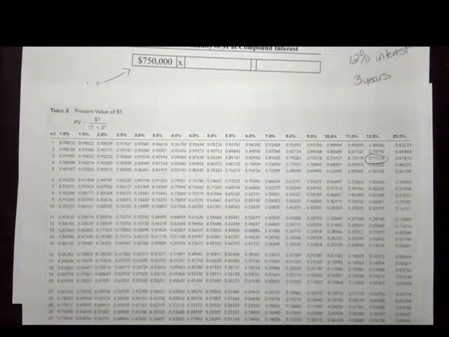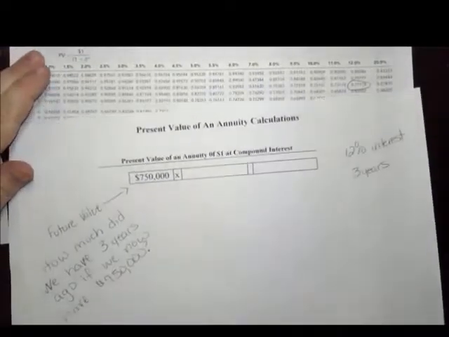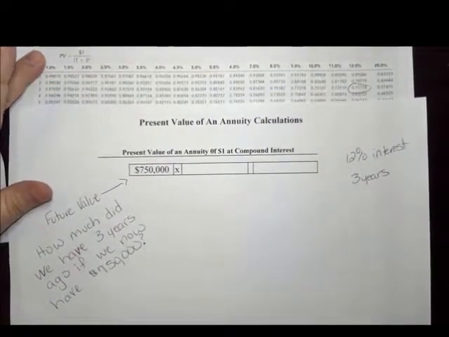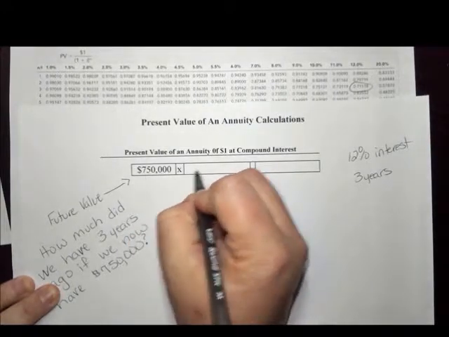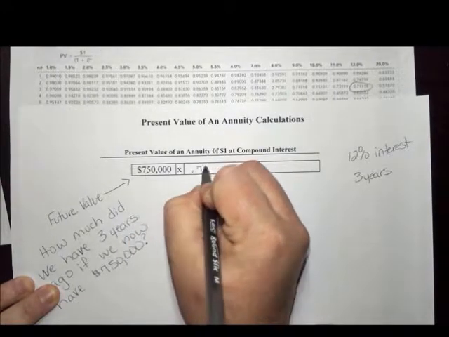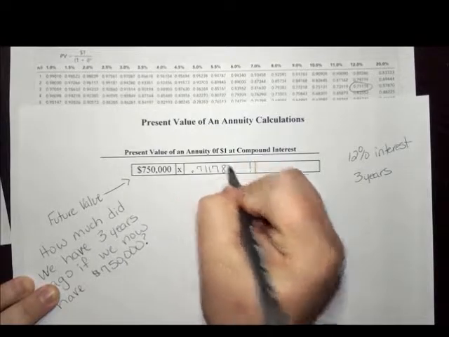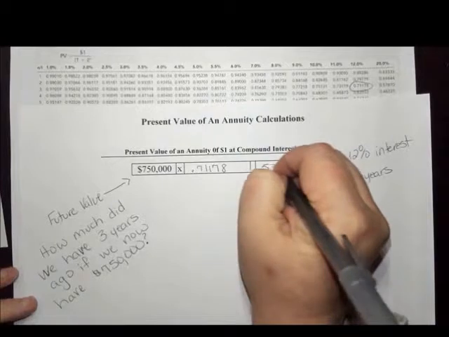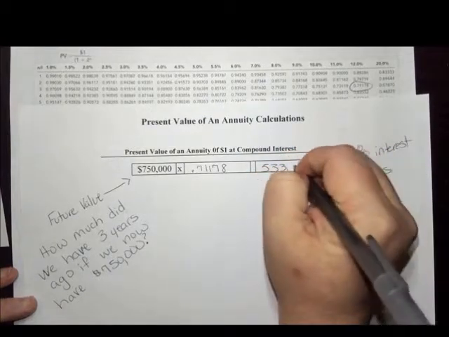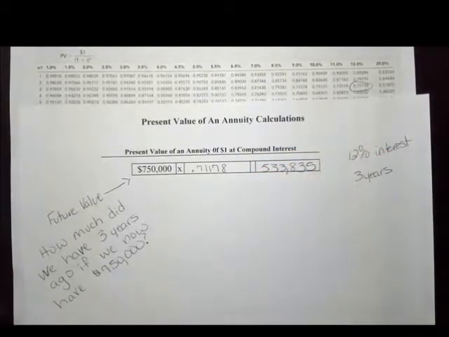And this is the factor that I'm going to use to multiply 750,000 by to determine how much was 750,000 3 years ago. So I'm going to take 750,000 multiplied by 0.71178. We get $533,835. Okay?